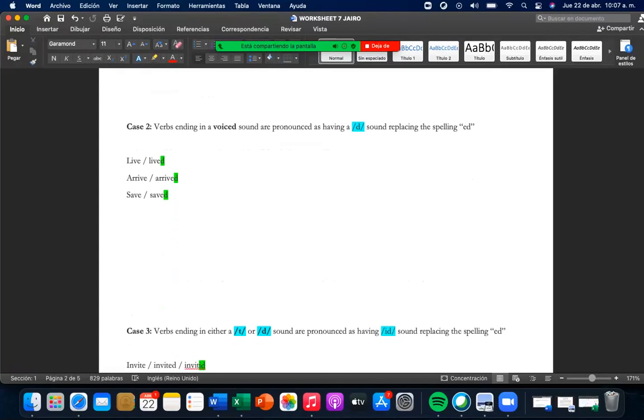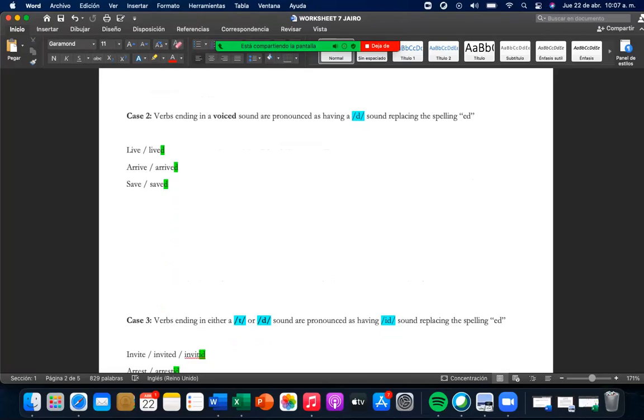So it says here, verbs ending in voice. This is case number 2. Verbs ending in a voiced sound. And what is a voiced sound? It is a sound that has vibration in your vocal cords, right? So when you pronounce the last sound of this verb, the verb leave, you're going to find out that the last sound is a voiced sound because there is a lot of vibration when you say it.